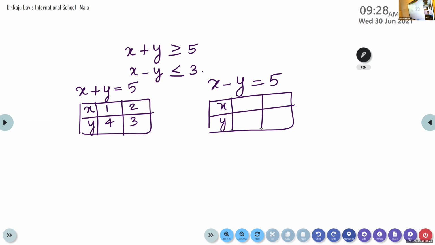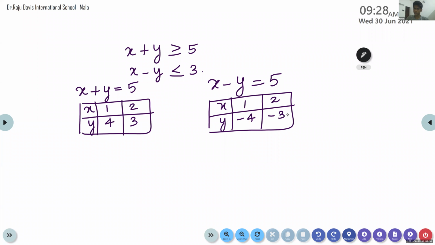Tomlin, find the solution set and give me this. Ma'am, x is equal to 1, y is minus 4. Yes, good. Then? And x is equal to 2, y is equal to minus 3.